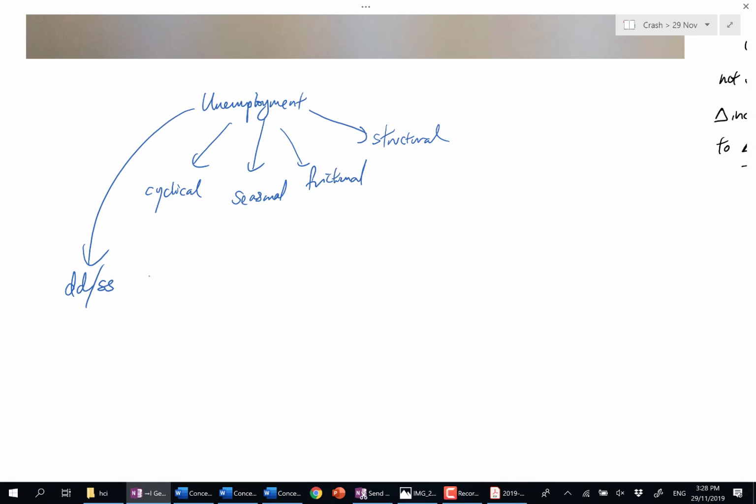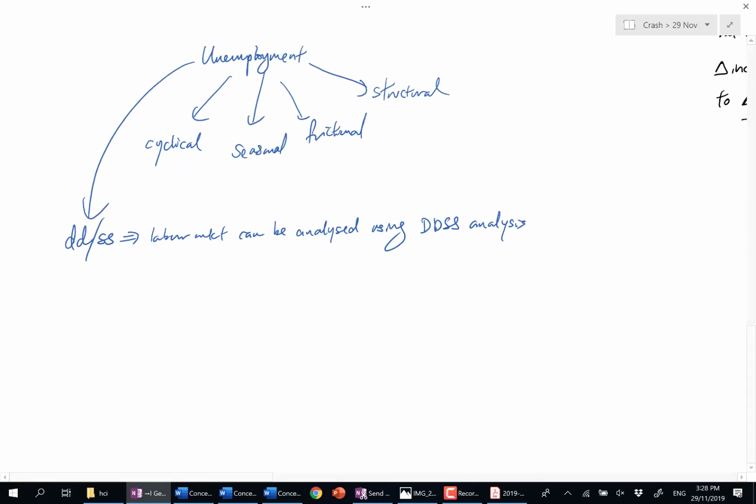So when I say demand and supply, it's because the labor market can be analyzed using DDSS analysis. Demand and supply, we always say, we are talking about the market for goods and services. Well, the labor market is a service market. In fact, this was tested in the A-levels this year. So impact on labor market, you can analyze using DDSS.